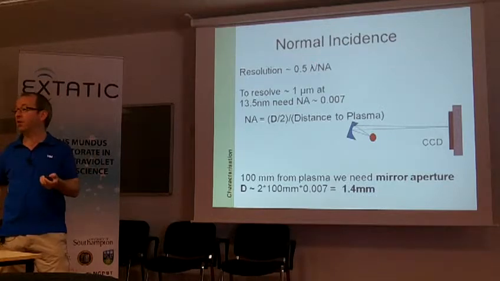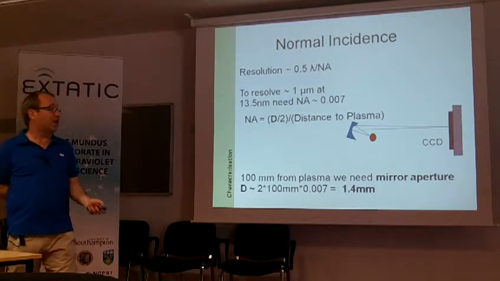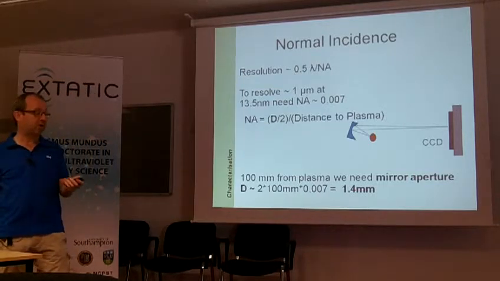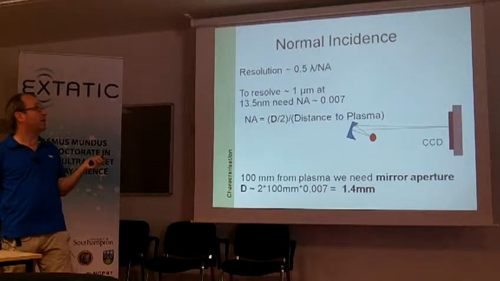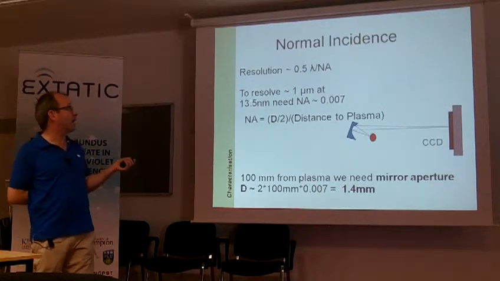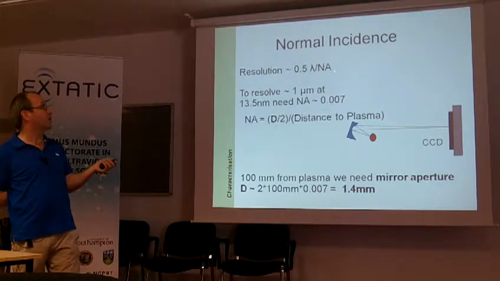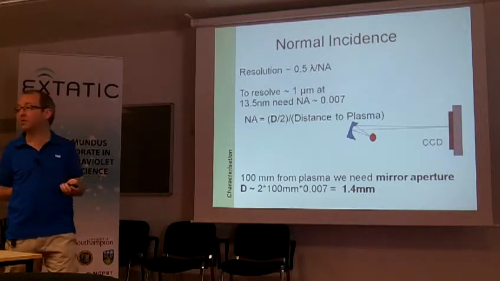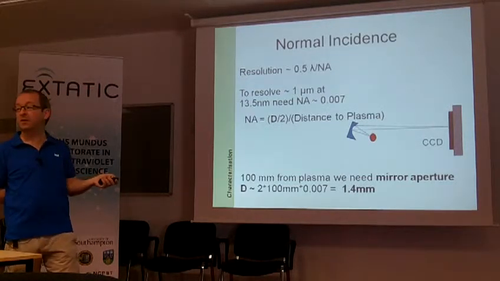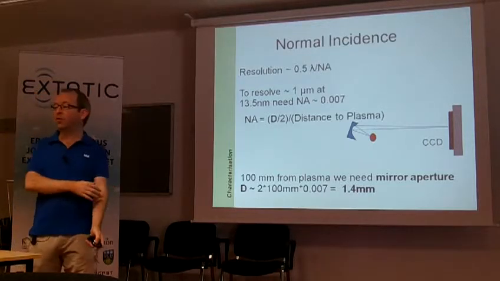And the resolution that we want to get is somewhere around a micron, because we're looking at sources that are probably a few tens of microns in size. So we would ideally like to get down to imaging resolutions of about a micron. If we look at the Rayleigh resolution relationship, it relates the numerical aperture of your imaging optic and the wavelength of the light that you're trying to image, and the ratio of them will give you the resolution of the system. So if we know that we want to resolve about a micron at 13.5 nanometers, we know what the resolution is, we know what the wavelength is, and the numerical aperture works out to be somewhere around 0.007. So that means that if we have a mirror that's approximately 10 centimeters from our plasma, then we need a mirror aperture of about 1.4 millimeters.